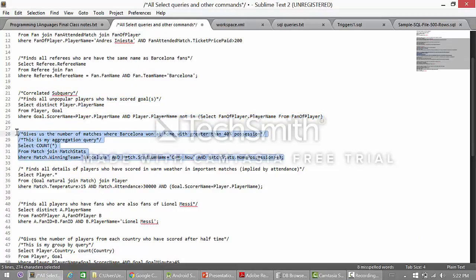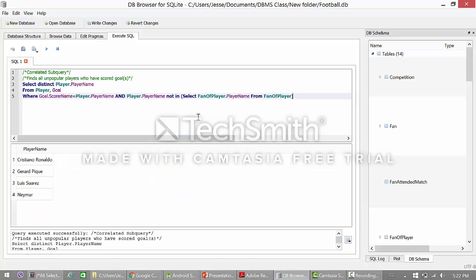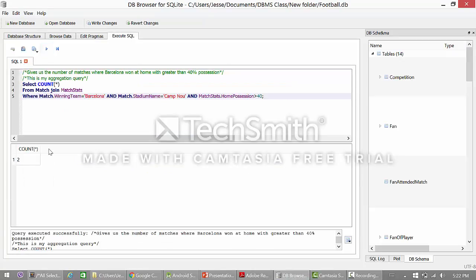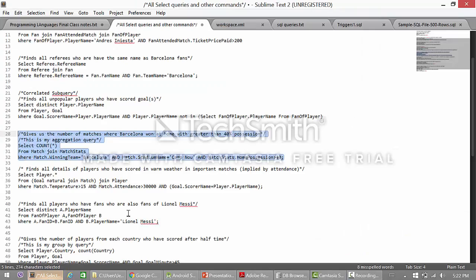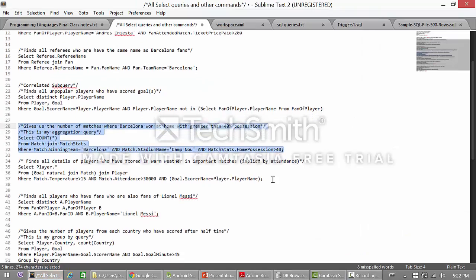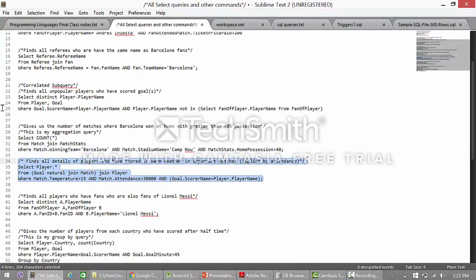Now this query is going to give us the number of matches where Barcelona, which is a football club, won at their home stadium with greater than 40% possession. And we find that they've won twice with more than 40% possession, which is a good query to have for particular teams. Could be Barcelona themselves, or it could be other teams as well.